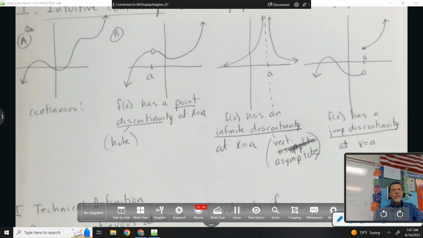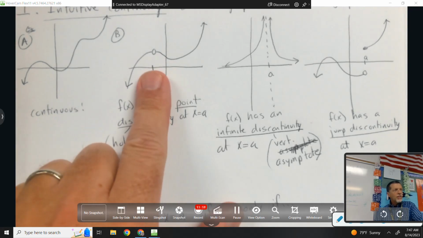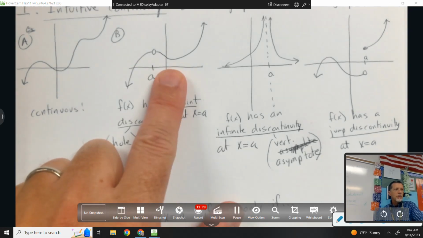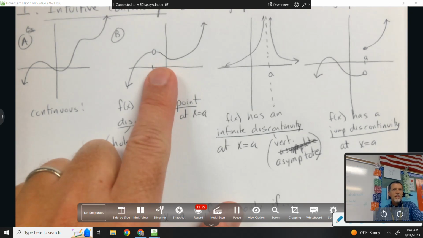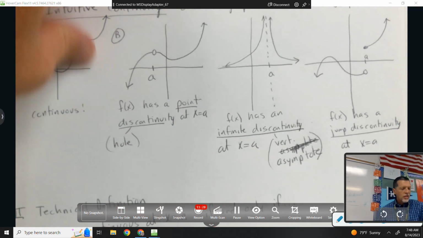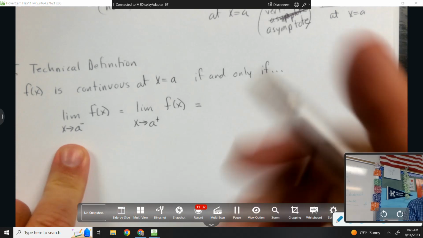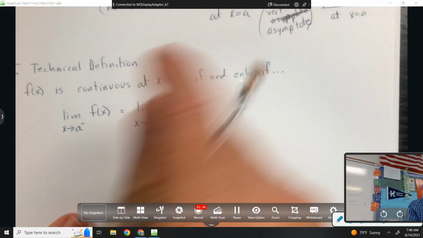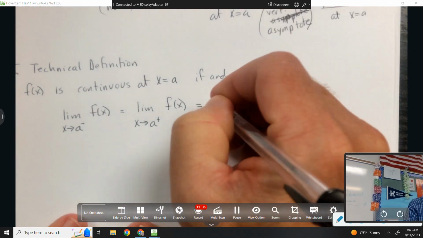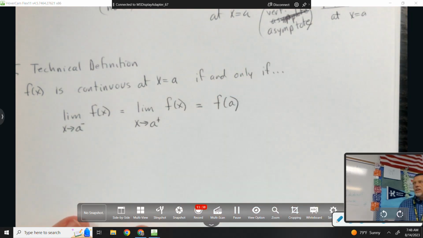Fourth. Okay. On the second one, the left limit and the right limit are the same. Right? We're okay so far. So that's why we need another part of this statement, because B is not continuous, but that graph B does fit this criteria. So I need one more piece, and that says that those two limits have to equal the function value there.